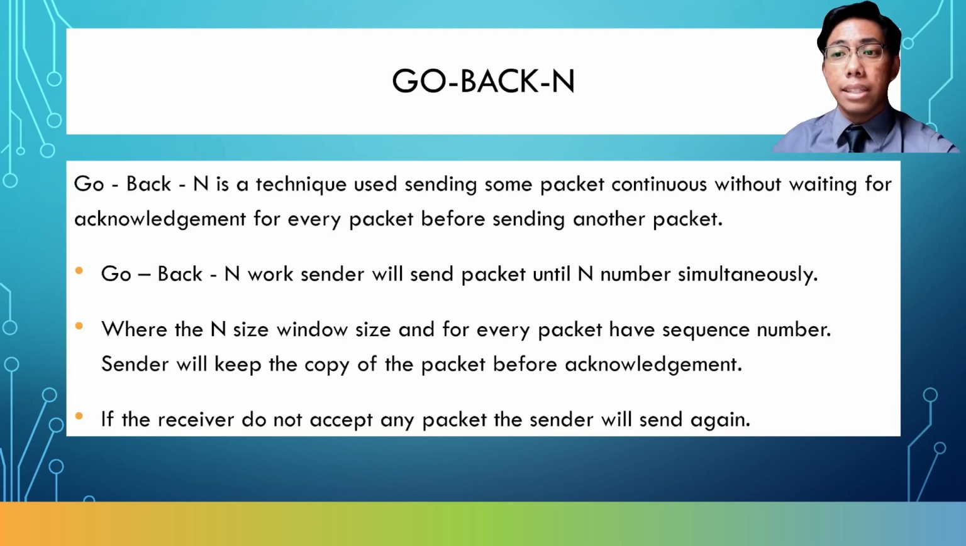Go back N is a technique used for sending some packets continuously without waiting for an acknowledgement for every packet before sending another packet. In go back N, the sender will send packets up to N packets together, where N is the window size, and every packet has a sequence number. The sender will keep a copy of the packet before acknowledgement. If the receiver did not accept a packet, the sender will send it again.